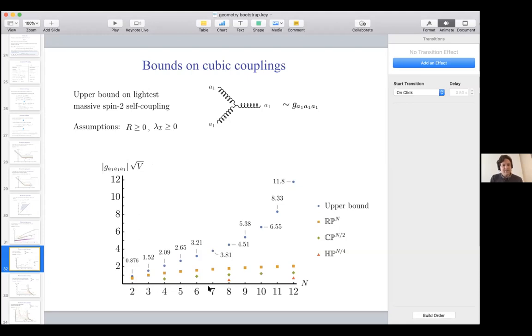So as a function of dimension here, these blue dots are the numerical upper bounds we find. And these other shapes here on the bottom are various cases where we can compute explicitly the cubic couplings and check that they're below the bound. So here again, we've made some assumptions that the curvature is positive and that the Lichnerowicz eigenspectrum is positive.